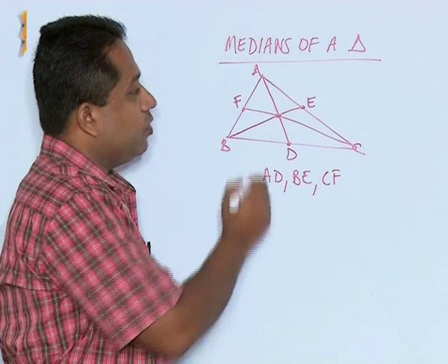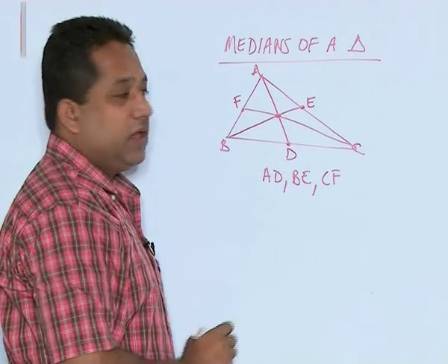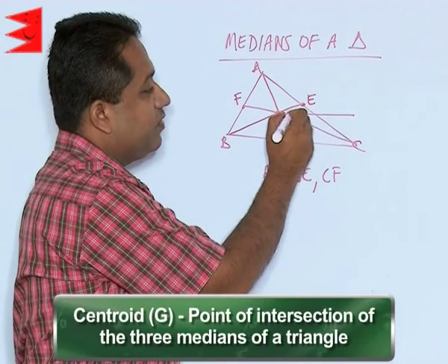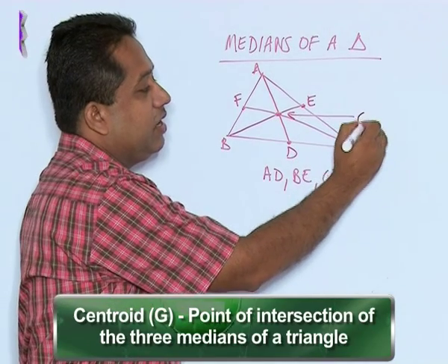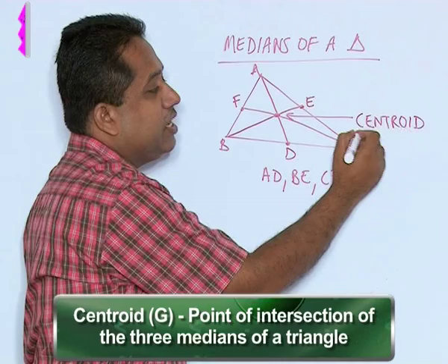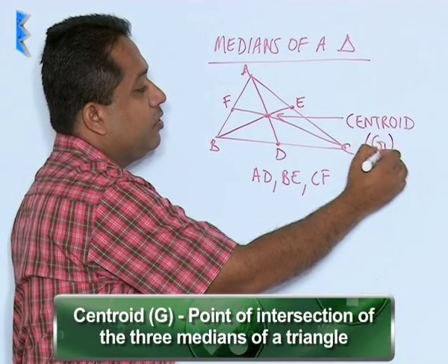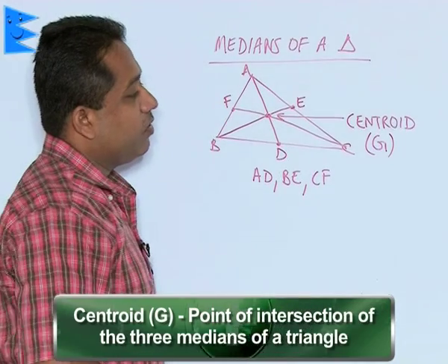And you will also note that all the medians pass through the same point, and this point of intersection of the three medians of a triangle is known as the centroid. So, this is the centroid and it is normally represented by capital G. So, here this point is called the centroid.